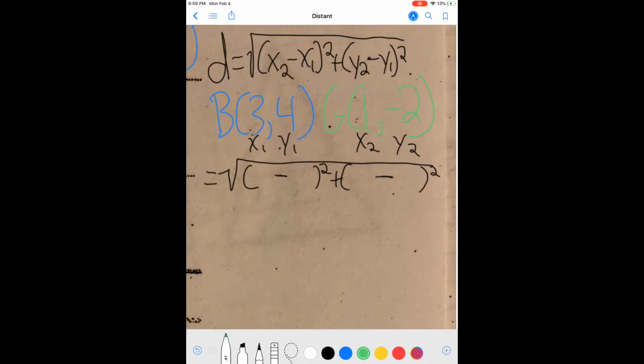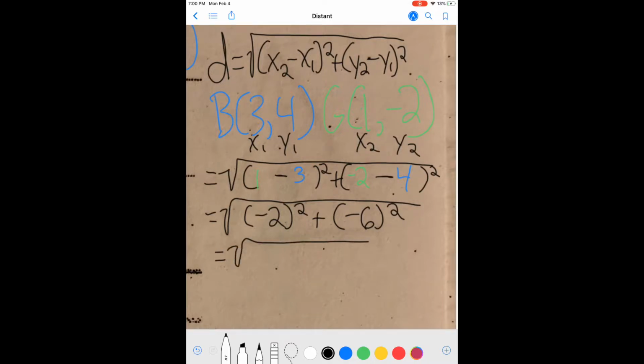So substituting in our x2, we have 1. Substituting our x1, we have 3. Substituting in our y2, we have -2. And substituting our y1, we have 4. Simplifying this out, we have the square root still. We have 1 minus 3, which is -2 squared, plus, and then we have -2 minus 4, which is -6 squared.